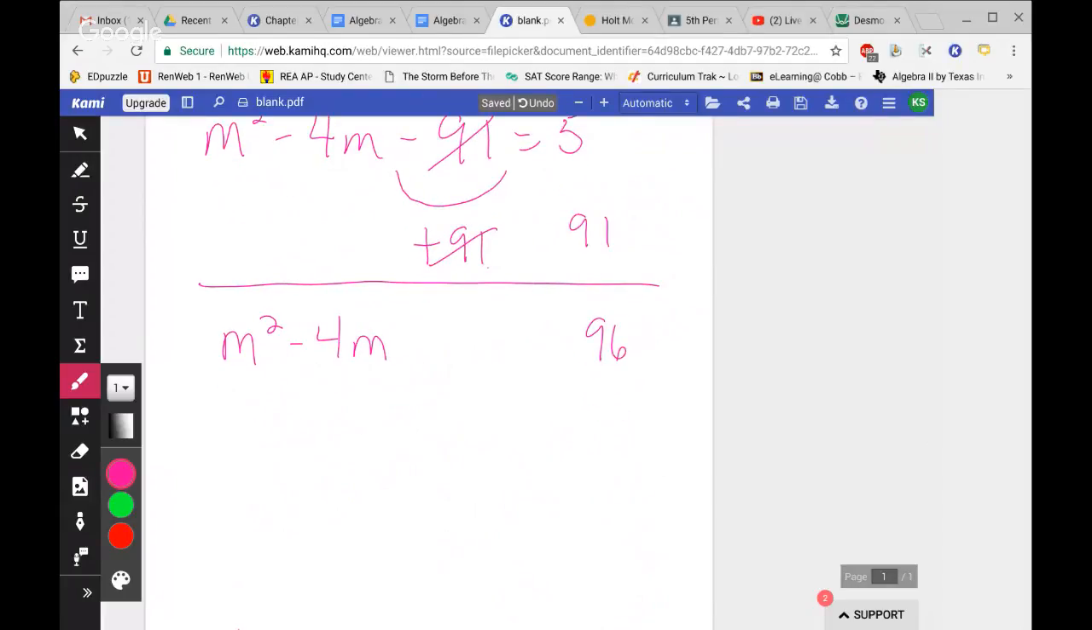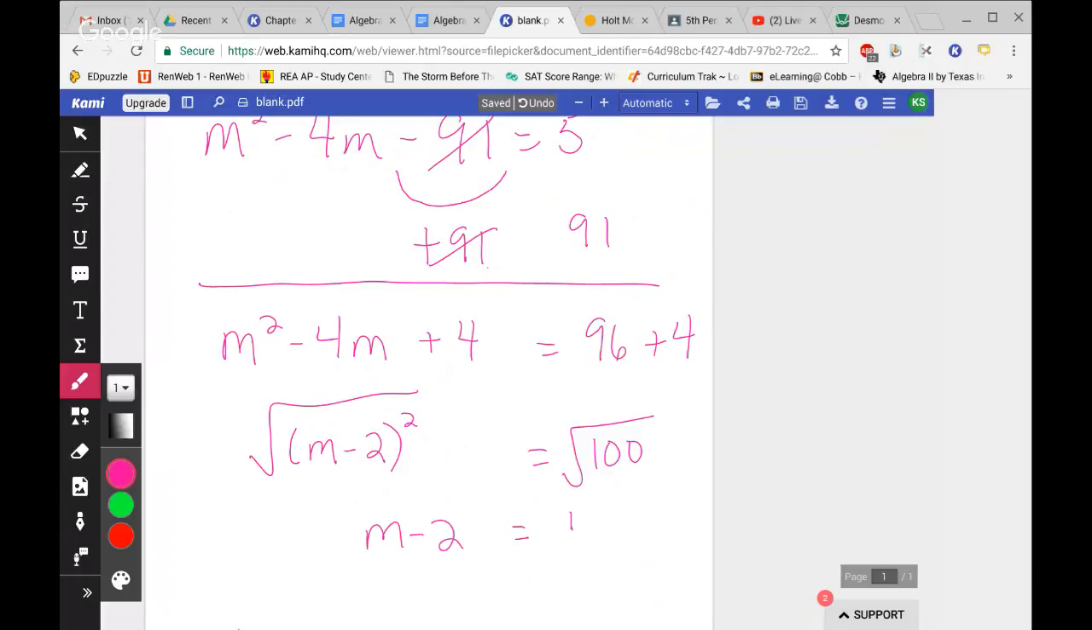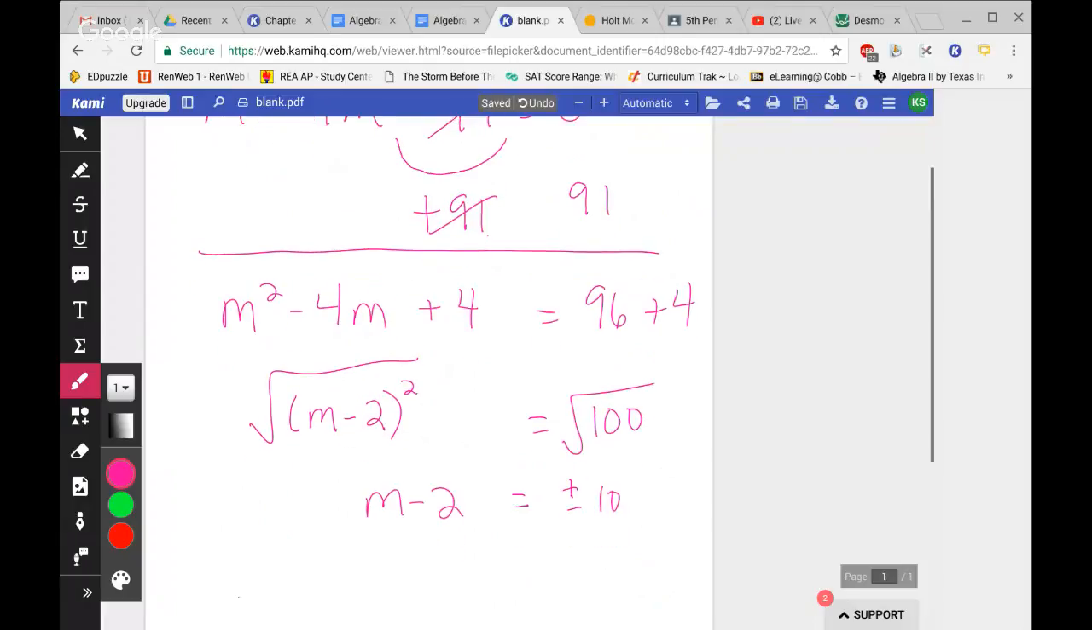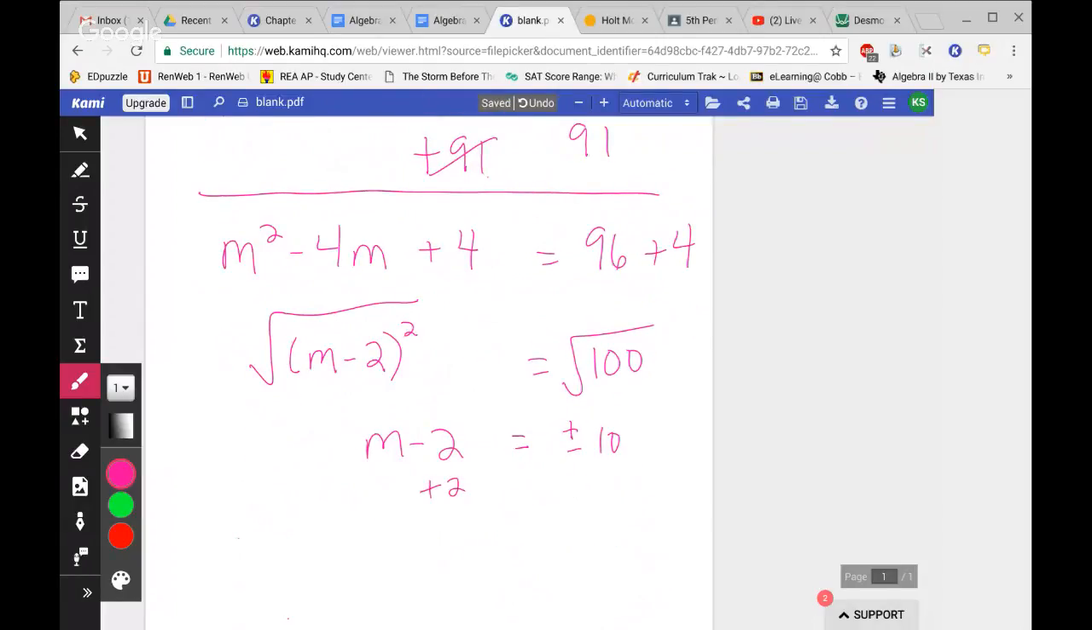So half of -4 is -2, and -2 squared is a +4. And I'm going to add 4 to both sides because whatever I do to one side, I have to do to the other. And now I'm going to take the square root of each side. That's going to leave me m minus 2 equals plus or minus 10. And then I'm going to add 2 to both sides to get both of my answers.